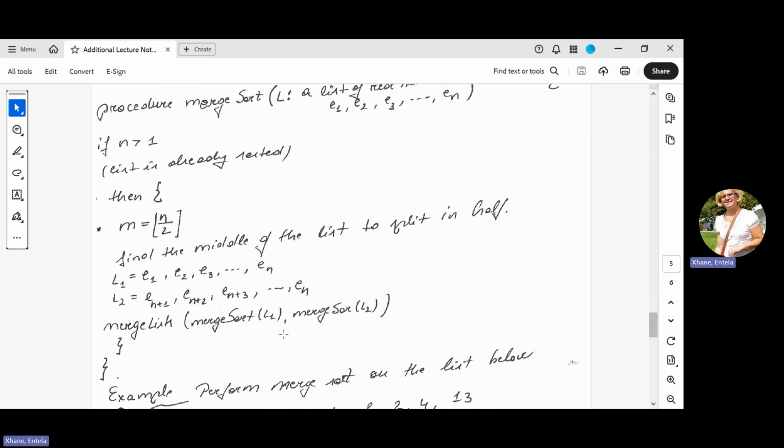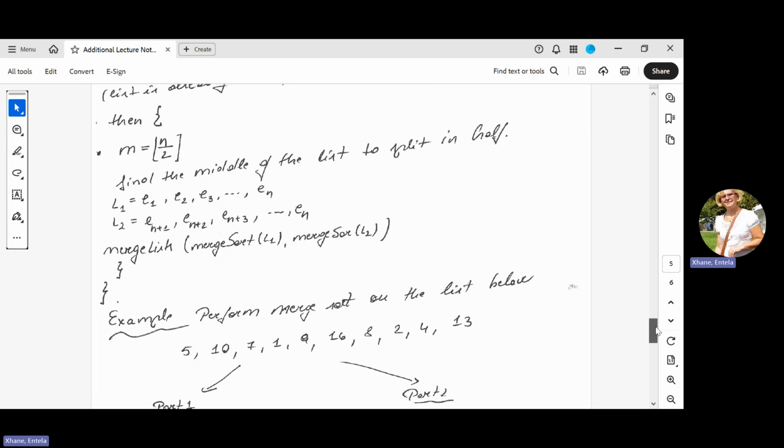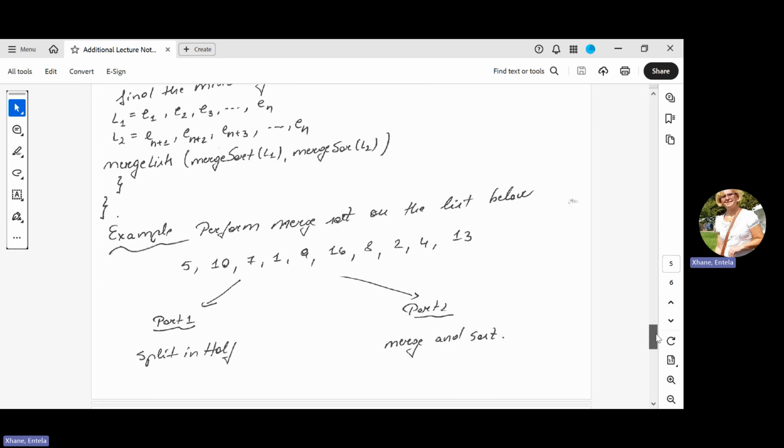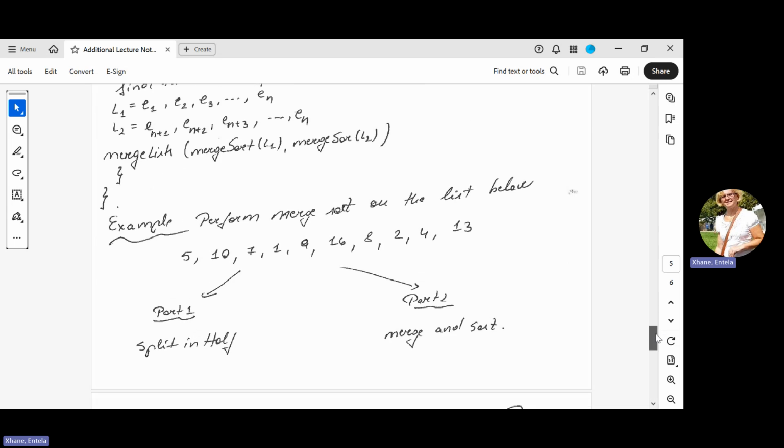So you're creating two new lists. We call them L1 and L2. And then once you create two new ones, you merge them back. But the process of merging back into one list requires sorting them at the same time. So let's try to perform the merge sort algorithm for this particular list that is below. The numbers are 5, 10, 7, 1, 9, 16, 8, 2, 4, 13. So we're going to split it in two halves, and then we're going to merge and sort. So we can go back.